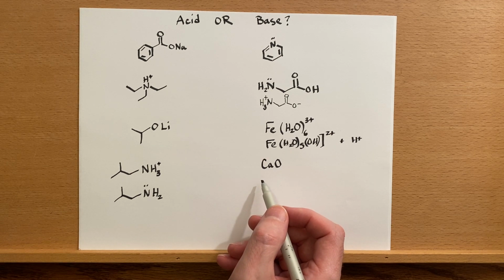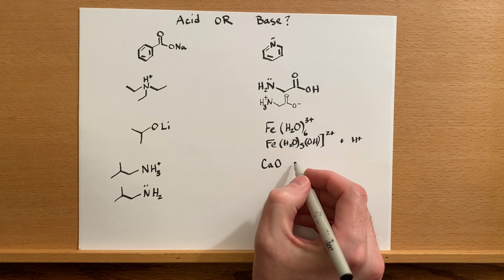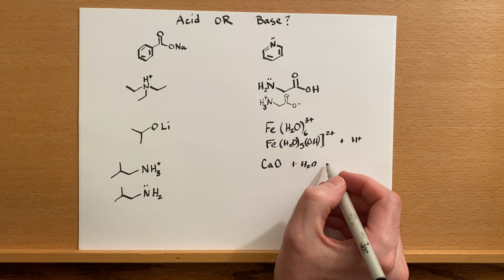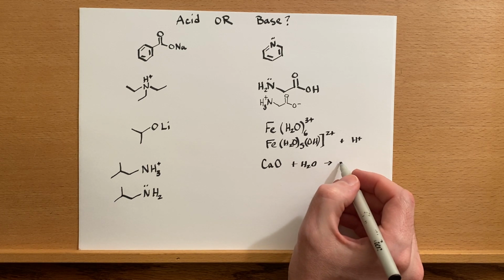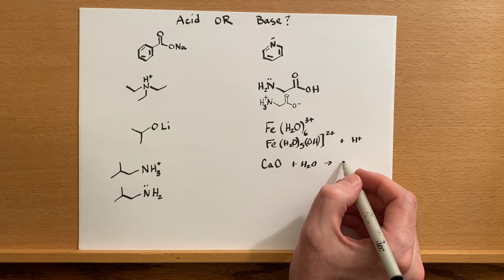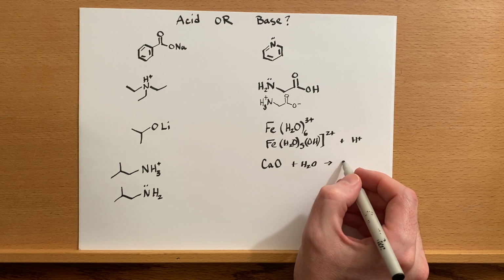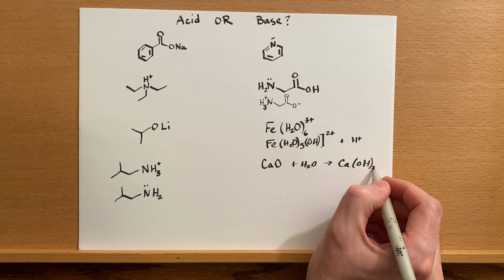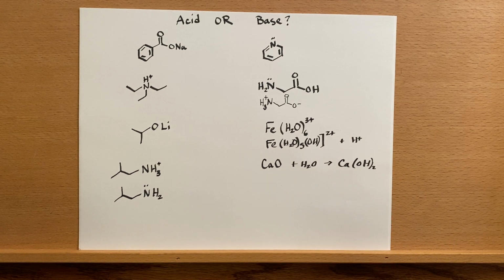Now, a lot of times metal oxides can form bases in water. And if you react water with this, this is quite an exothermic reaction, it will make calcium hydroxide, which we've already identified as a base. Just like this. So those were some more examples on what is an acid and what is a base.